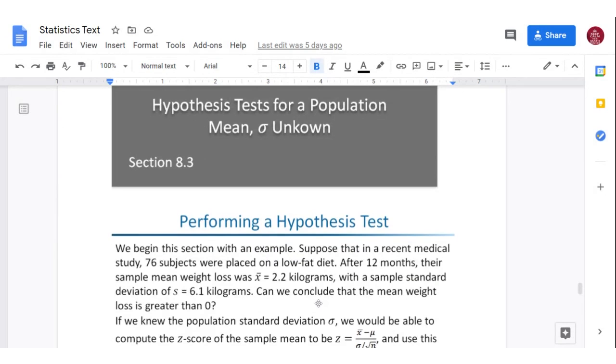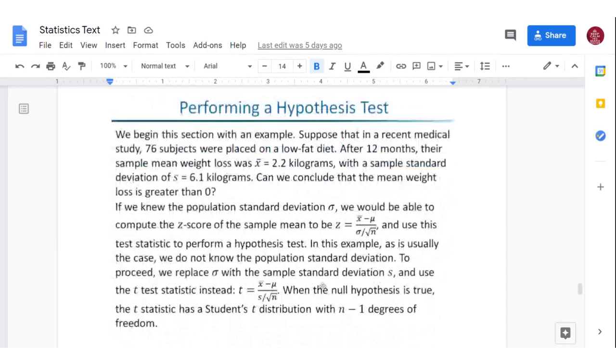So here's an example. We've got a study with 76 students, and they're put on a low-fat diet, and then after a year or 12 months, the sample mean weight loss is 2.2 kilograms. And they tell you two ways. They say it's the sample mean, and they say X bar. So they're double telling you that that's not sigma.